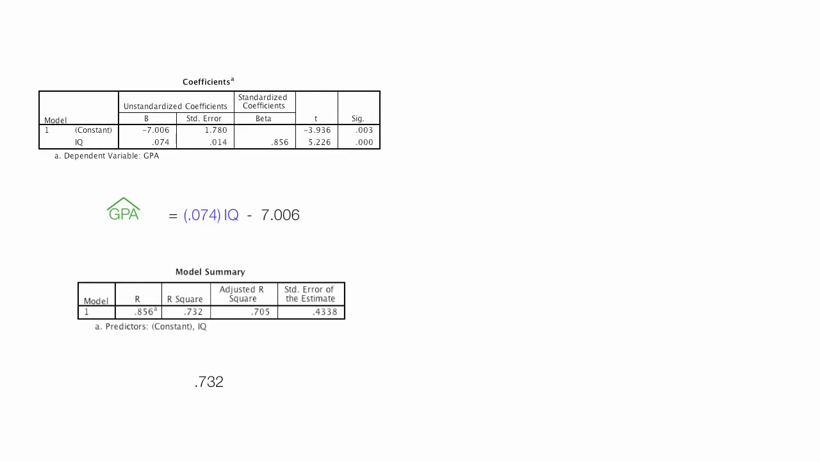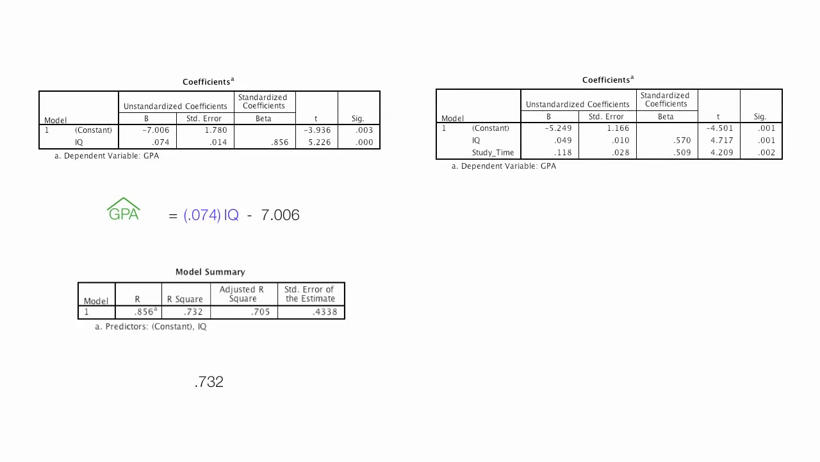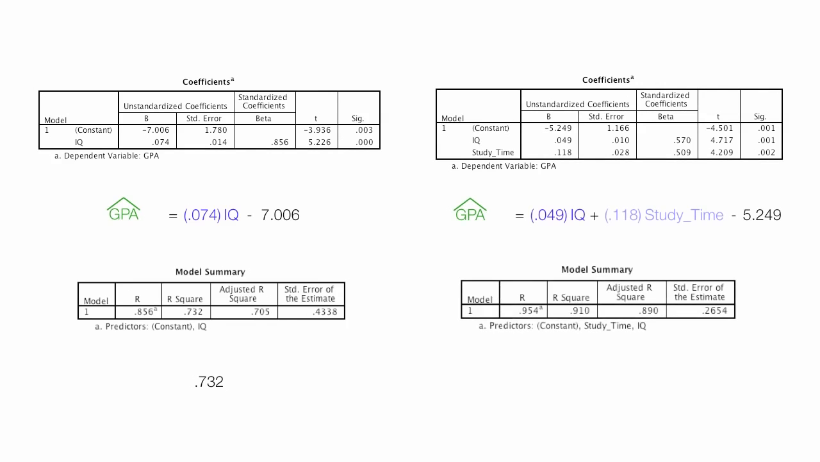Now I will compare these results to the model when I had two independent variables, IQ and study time. And I'll bring in also the model summary and look at the R squared. With one independent variable of IQ, the R squared is 0.732. When I add the second independent variable of study time, the R squared increases to 0.910.